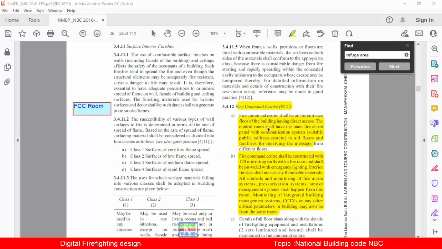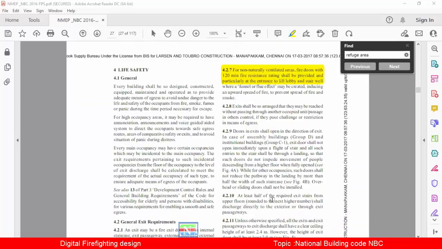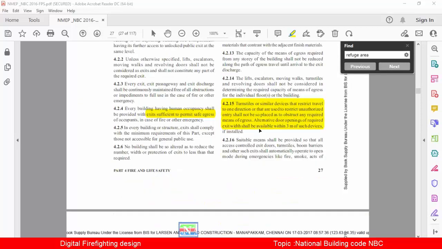The FCC room, I already told, is the fire command center. Here you can go through all the details, all the CCTV things, PA, all the things, and that room should be a 120 minutes fire rated one as we discussed, which will have a fire door also. Turnstile, I told, no. A turnstile or similar device that restricts travel to one direction, used to restrict unauthorized entry, shall not be placed to obstruct any required means of egress. Alternate door opening, I told you this, right? During access, in case of fire, all the access doors will open. What is a turnstile?